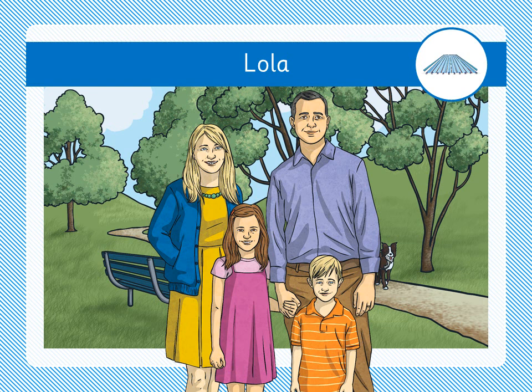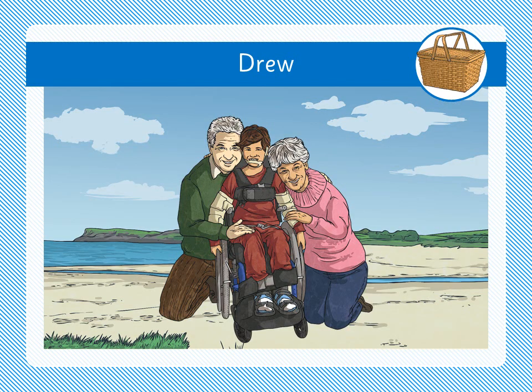This is Lola. Lola lives with her mum, her stepdad, and her stepbrother. They like to take their dog on long walks. Lola goes to stay with her dad at the weekend. They enjoy going swimming together. Drew lives with his grandparents. One of Drew's favourite things to do is to go with his family to the beach. They usually have a picnic, and Drew's gran often buys him ice cream.